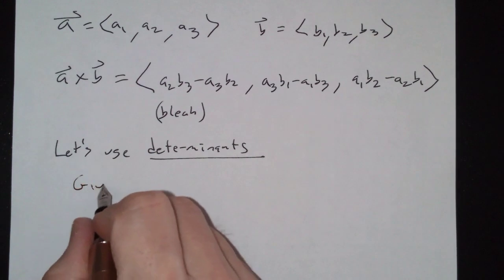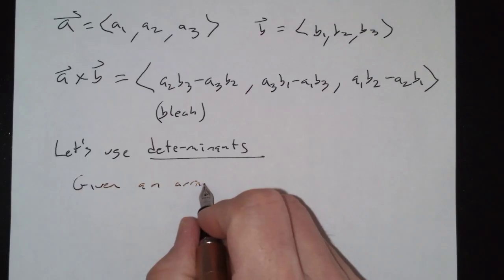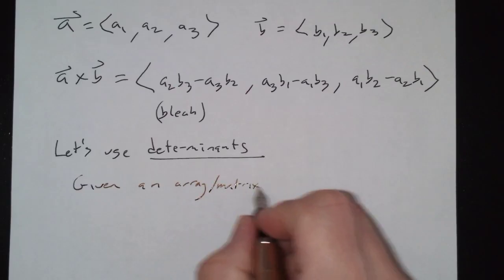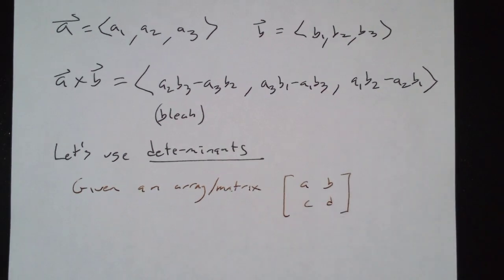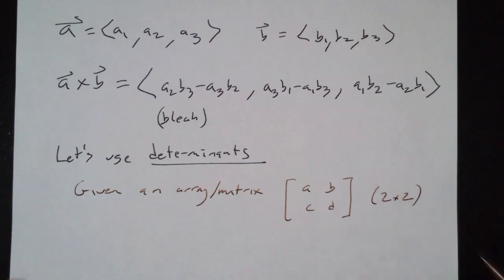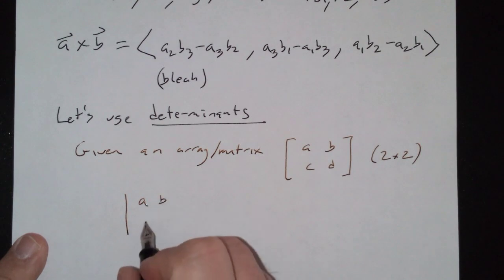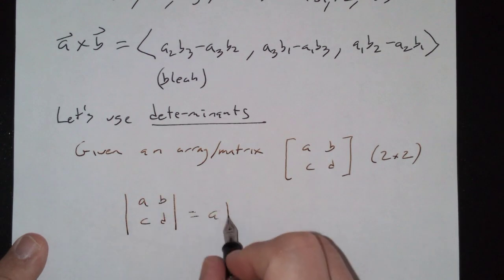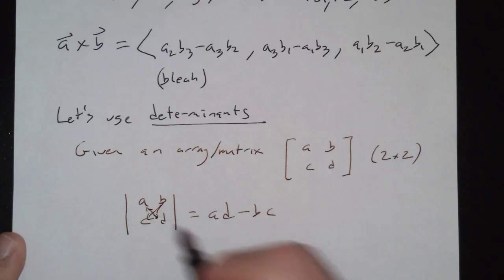Given an array or a matrix of numbers, we'll start with 2 rows and 2 columns, a 2 by 2 array. The determinant of this array, I'll replace those brackets by straight lines, is AD minus BC. You multiply these 2 numbers together, you multiply these 2 numbers together.